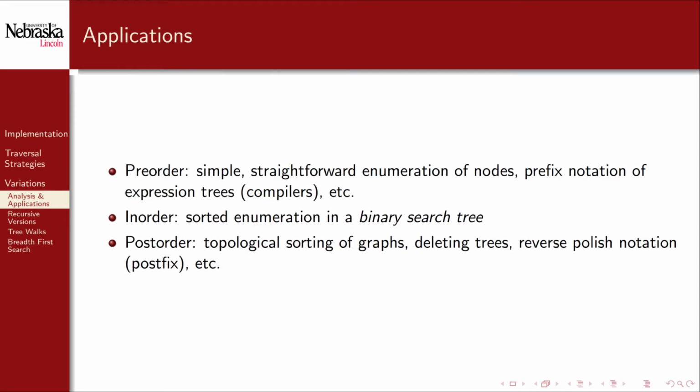In either case, the complexity is linear with respect to the number of nodes. There are also numerous applications to each of these traversal strategies. Preorder traversal is the simplest and most straightforward traversal algorithm. It can be used to perform many basic operations in trees, but also by compilers when evaluating expression trees in prefix notation. Inorder traversals can be used to produce a sorted enumeration in a binary search tree, which we'll be examining next. Postorder traversals can be used in topological sorting of graphs, deleting trees, and when using postfix notation in many languages, such as PostScript and PDF.